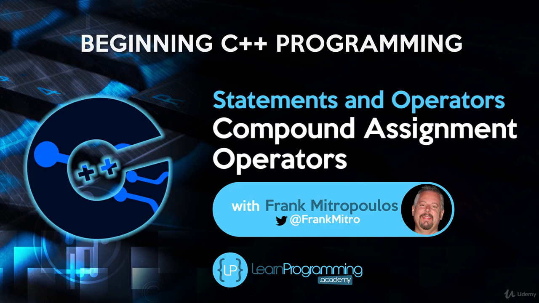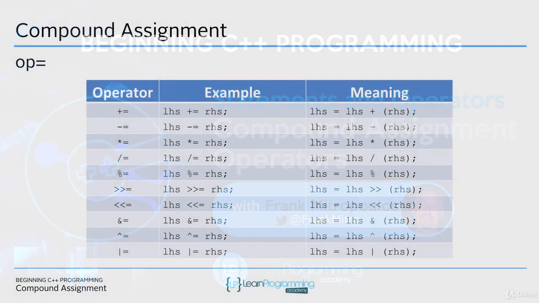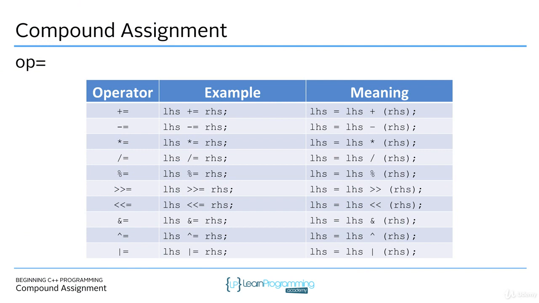In this video, we'll learn about C++'s compound assignment operators. These operators are very easy to use and commonly used in C++ code. The syntax for the operators is pretty simple. It's the operator you wish to use immediately followed by an equal sign. There are quite a few of these operators, but we'll focus on the mathematical operators.